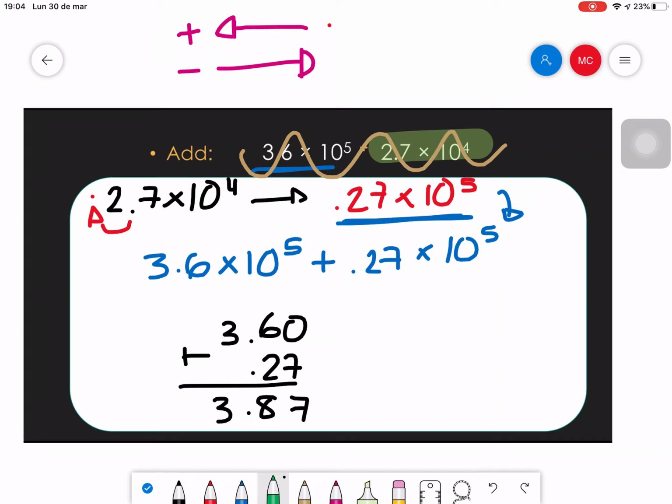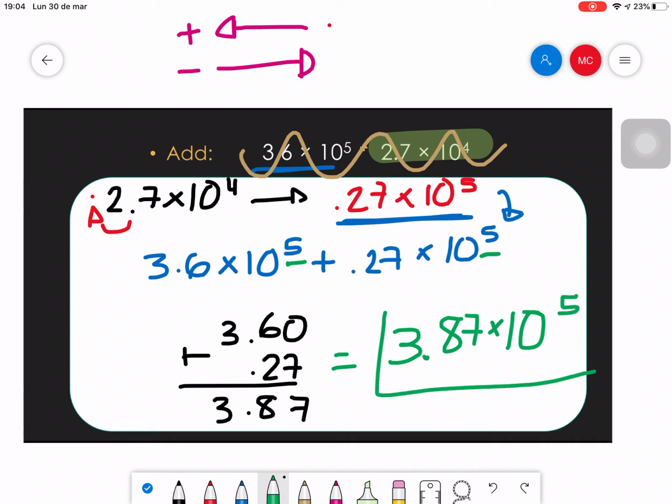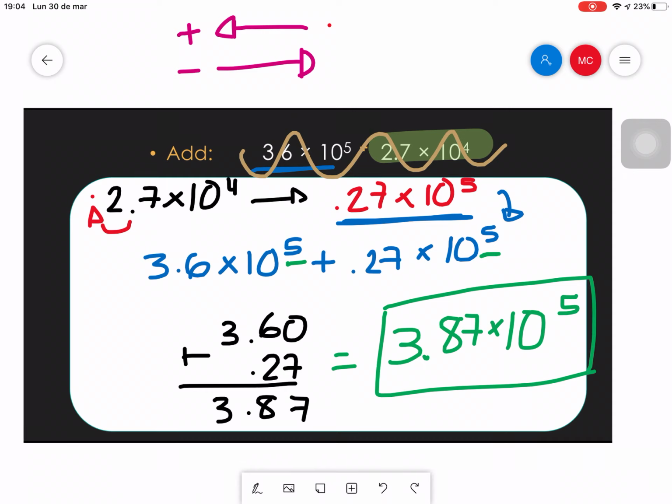And my final answer is 3.87 times 10. And then remember that the operation stayed with the exponent of 5, so this is my answer. 3.87 times 10 to the 5th power. And you're done. The last exercise, okay?